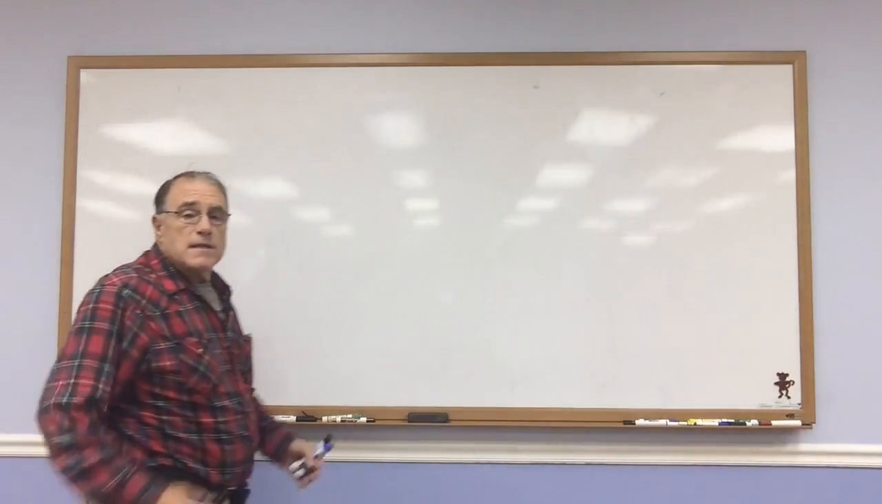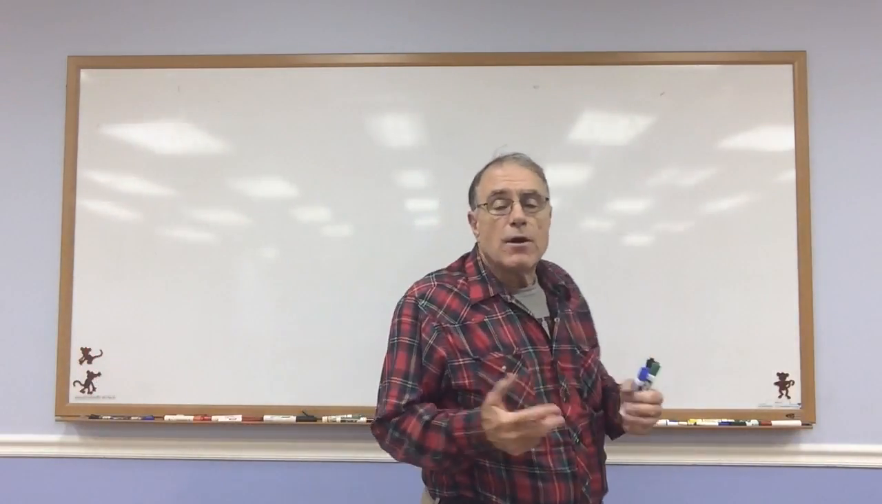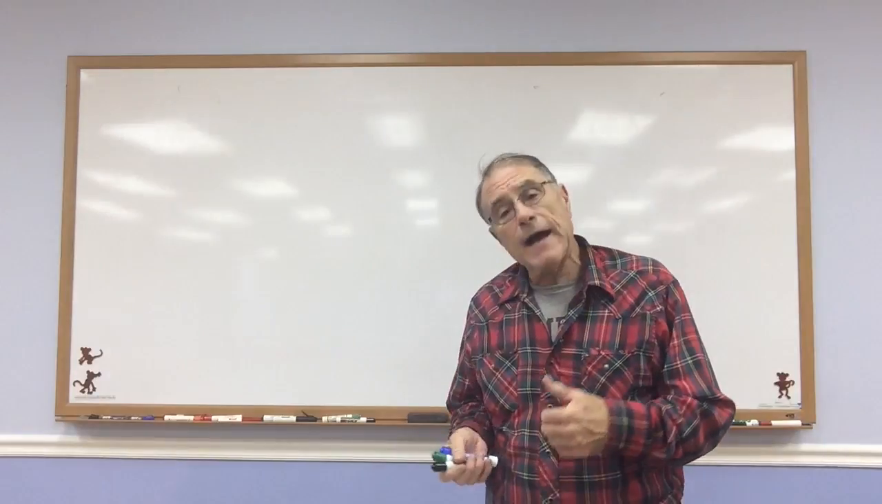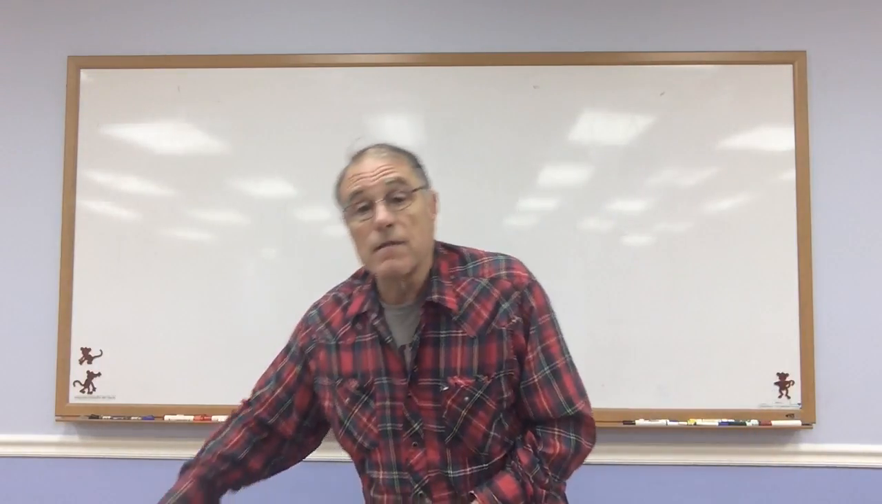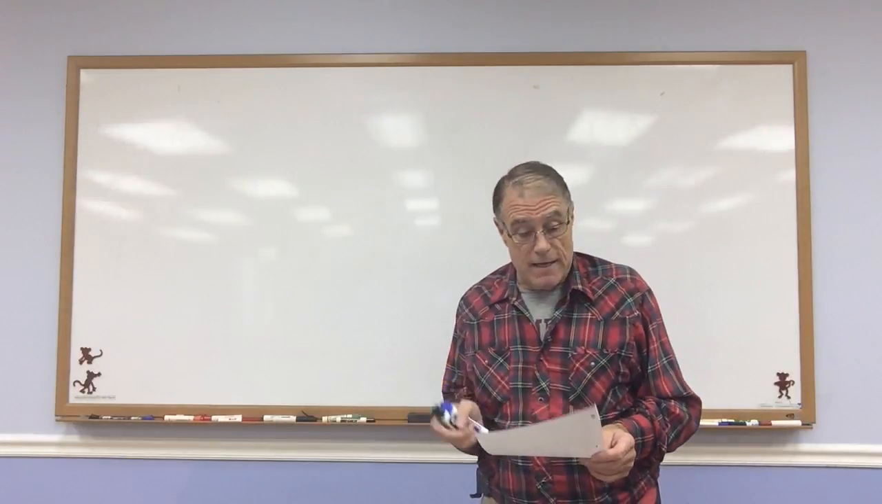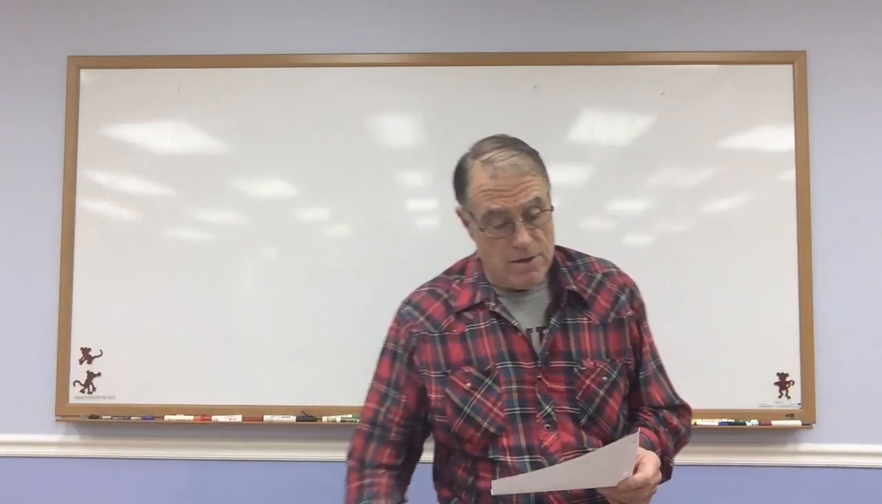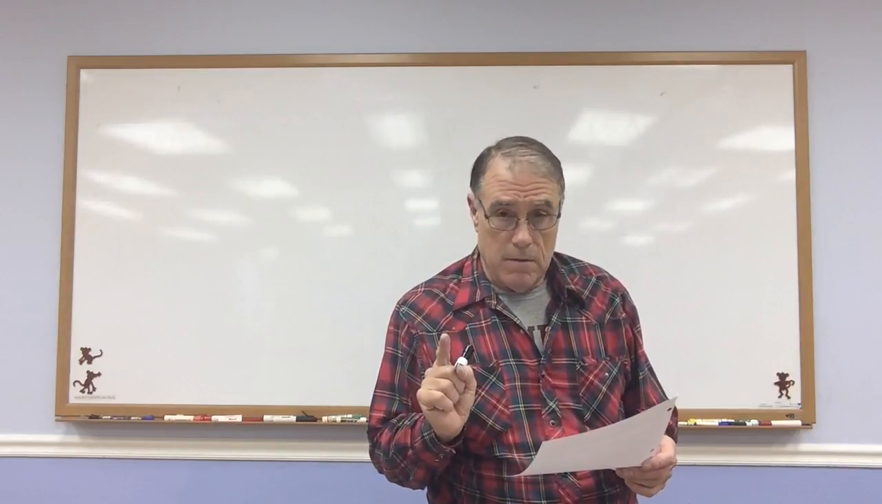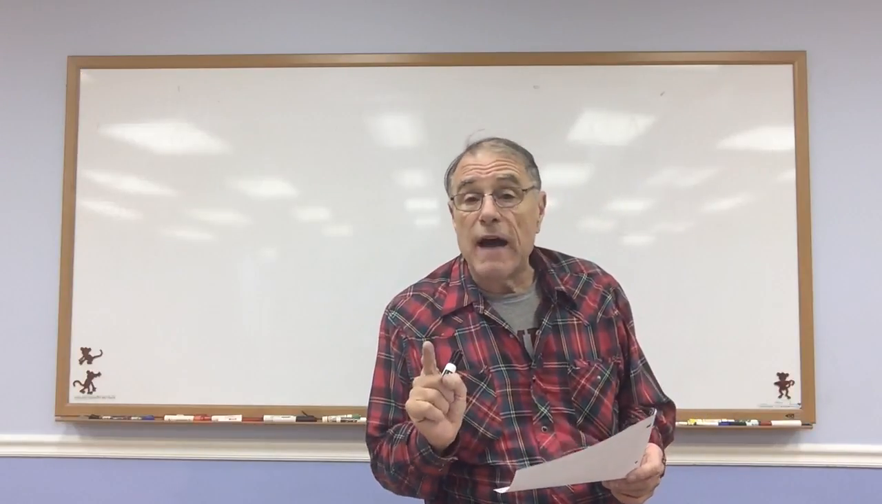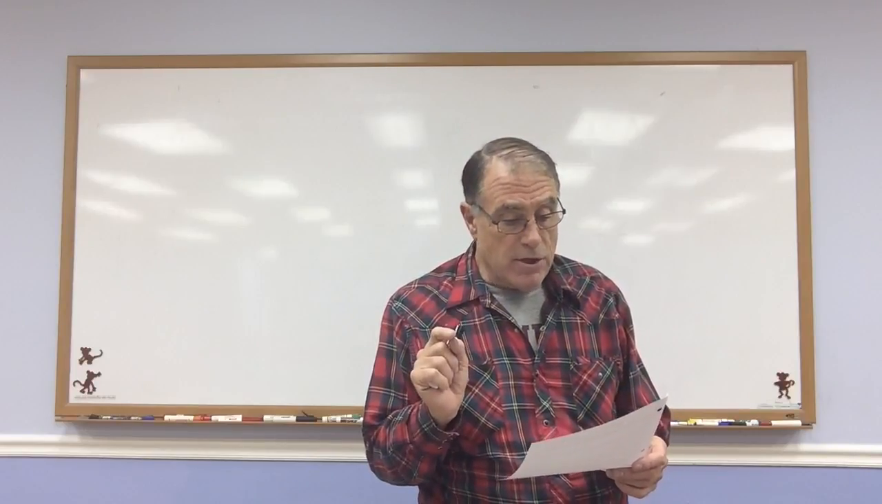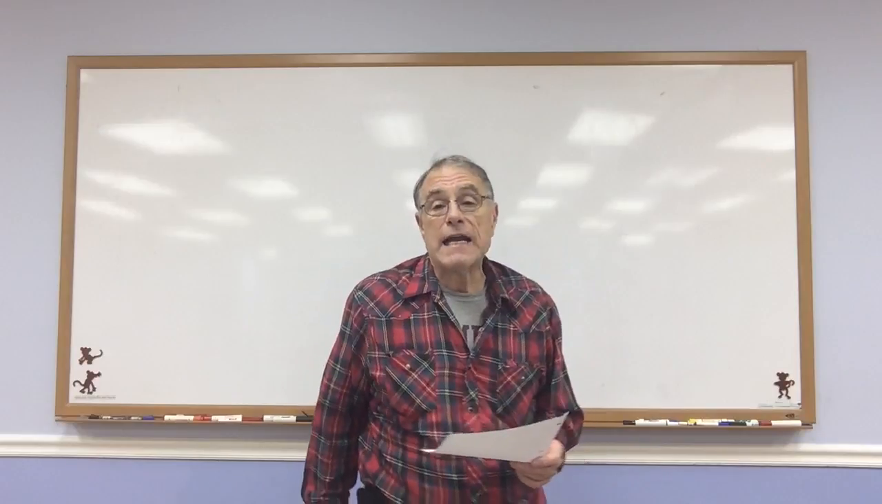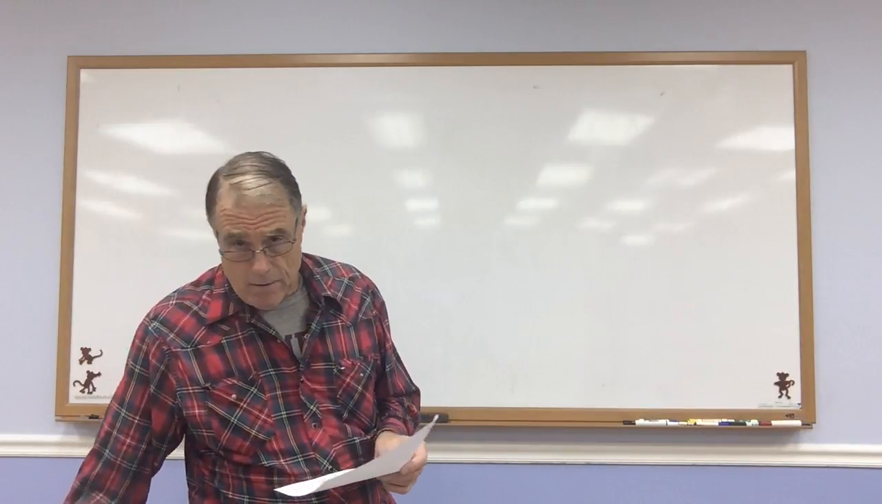Hello. In this video I want to show you the solutions to 5 different types of mixture problems. The first problem reads as follows. How many pounds of candy that sells for 85 cents per pound must be mixed with candy that sells for $1.25 per pound to obtain 8 pounds of a mixture that sells for 93 cents per pound?